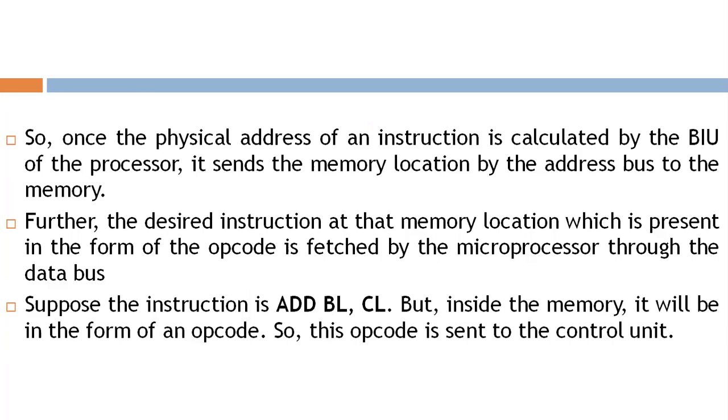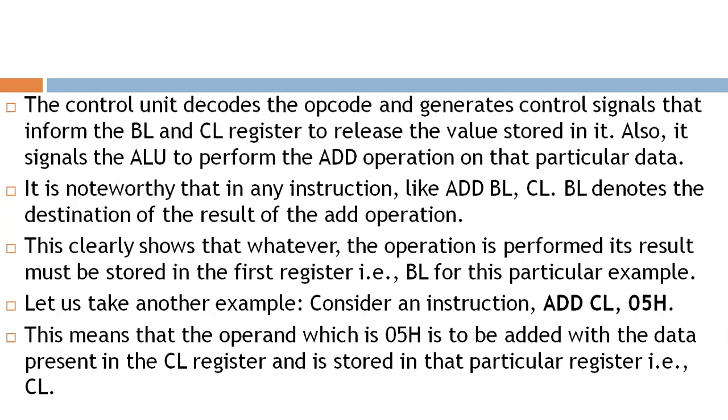First, it will decode. After decoding, the opcode is generated by the control unit. After generating the opcode, it generates the control signals to inform that whatever values are inside BL and CL need to be released. After releasing, we have the add operation. It indicates to the ALU to perform the add operation and store the result in BL. So the end result should be stored in BL, which is the first register.